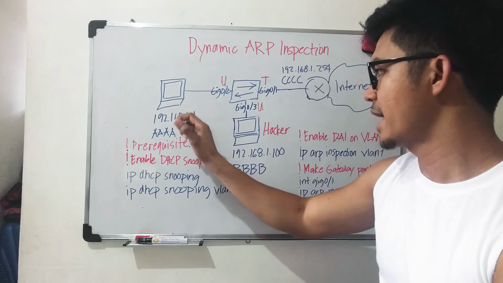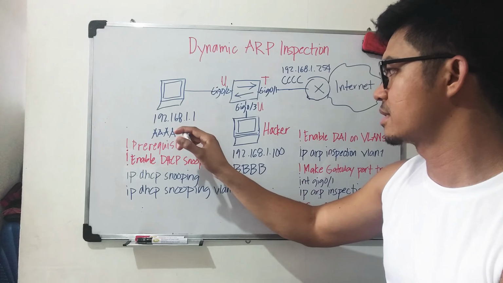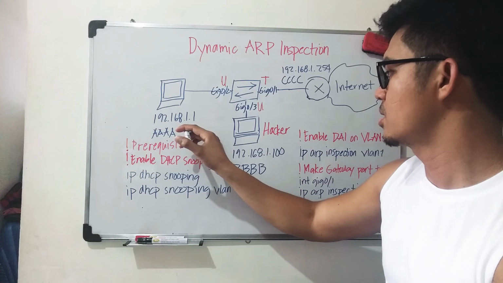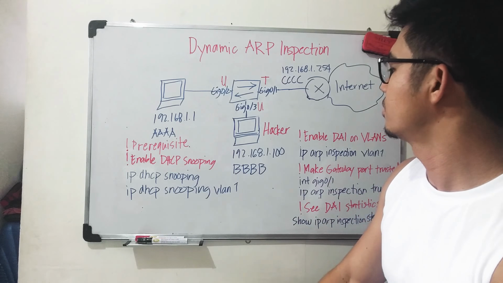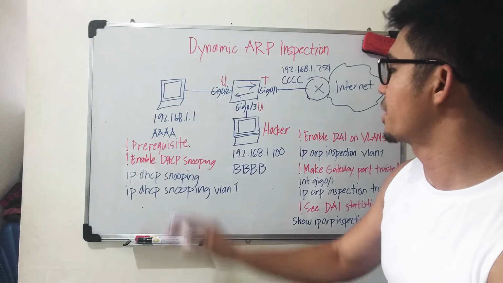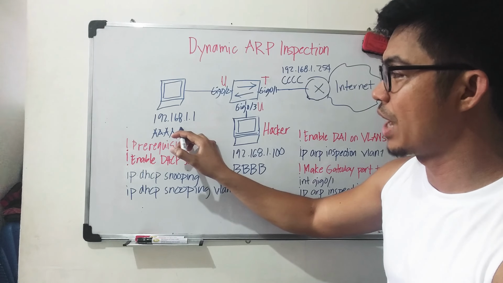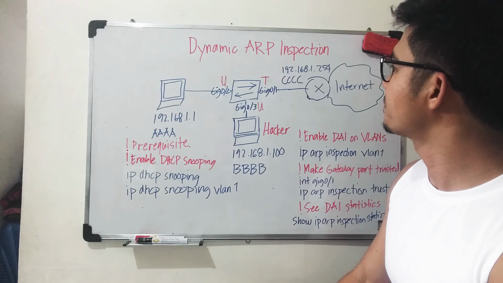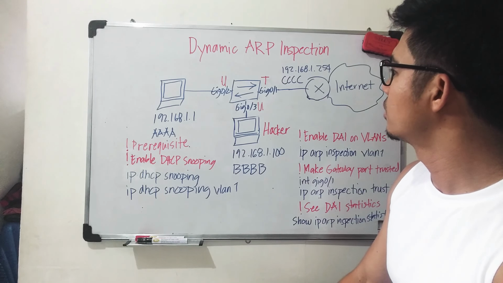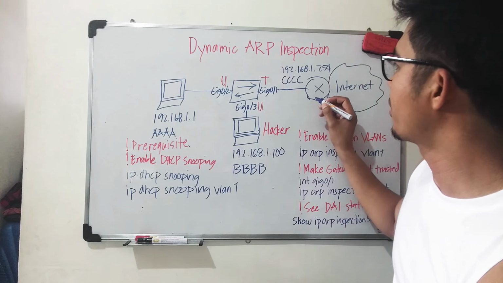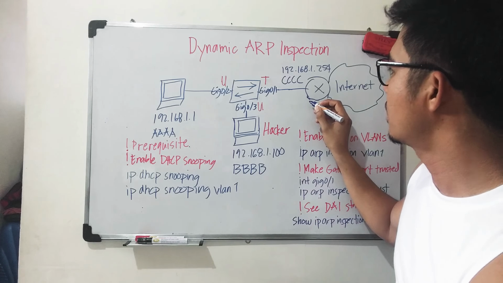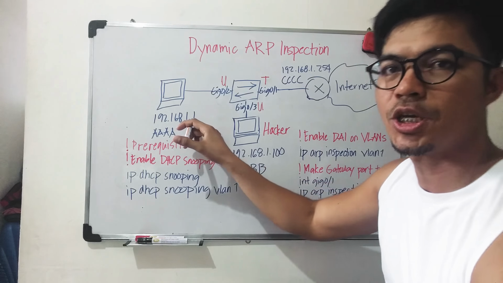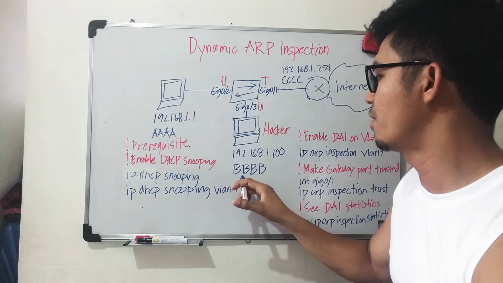So that this PC here will update its ARP table, saying that the gateway IP address will have a MAC address of all Bs, and also this router here will update its ARP table, saying that this IP here has a MAC address of all Bs.